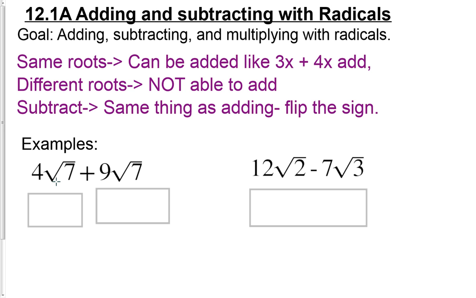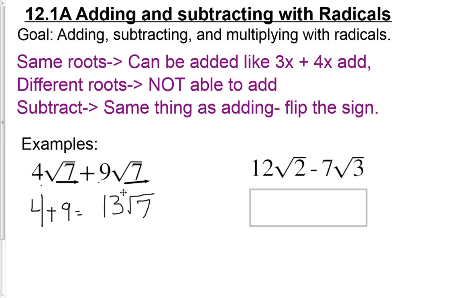If these numbers don't match, then it's a no-go. We're just going to rewrite it. But in this case, they do match, so we're going to do 4 plus 9. And clearly, as you've done some of this math before, you can do this without showing much work. 4 plus 9 is 13, and then we have 13 what? 13 square root of 7 is our final answer.